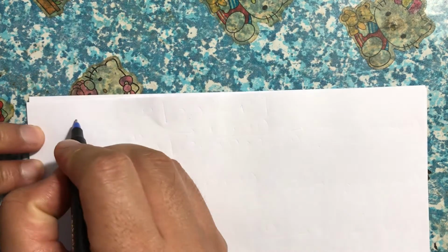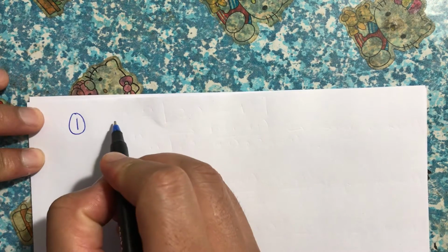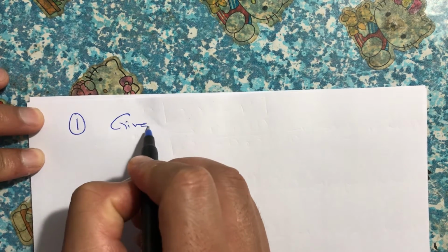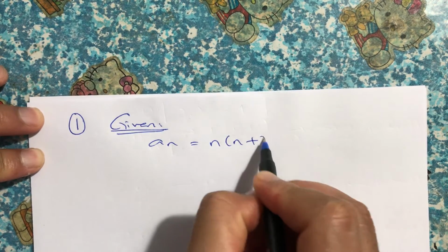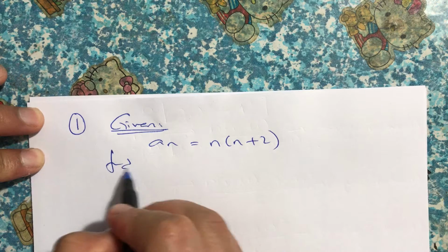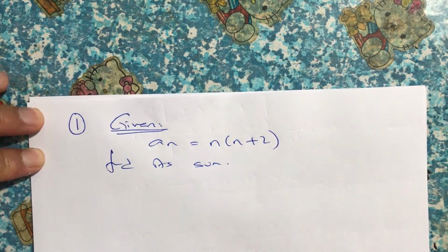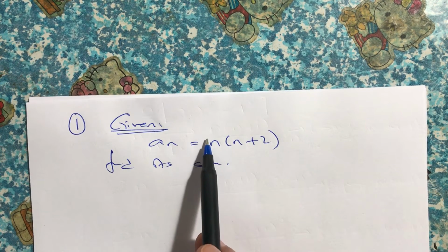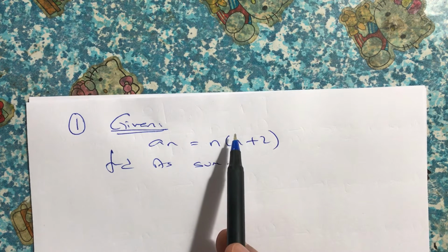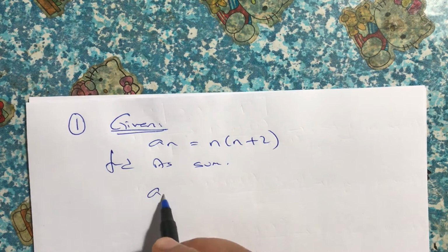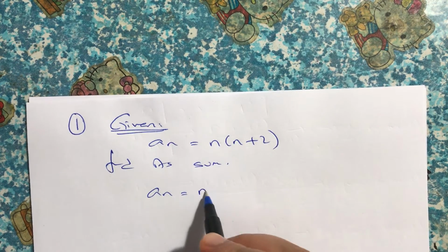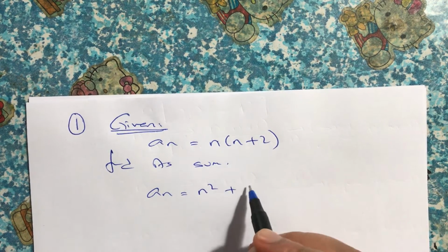So let's say for example we have a question. Let's say the first question, they've already given us the value of an as equal to n(n plus 2), and they're saying find its sum. So the first thing I see is that we can simplify an a little further. What we can do is open the bracket. So n into n becomes n square, plus n into 2 becomes 2n.